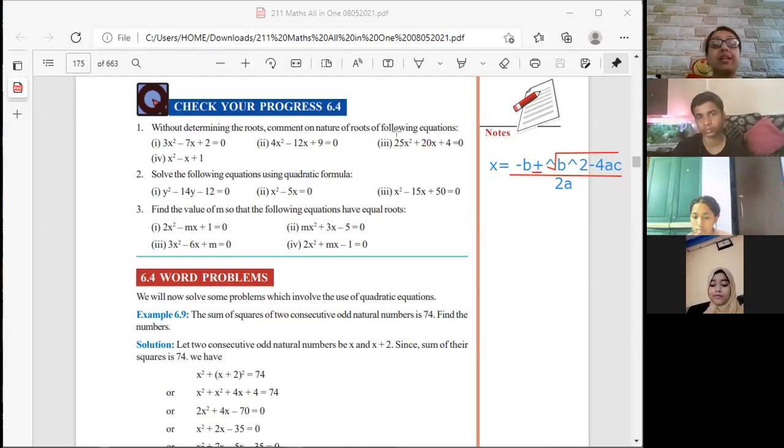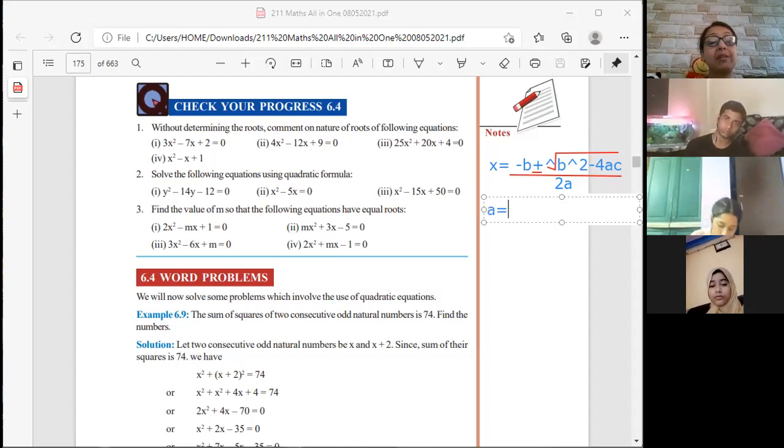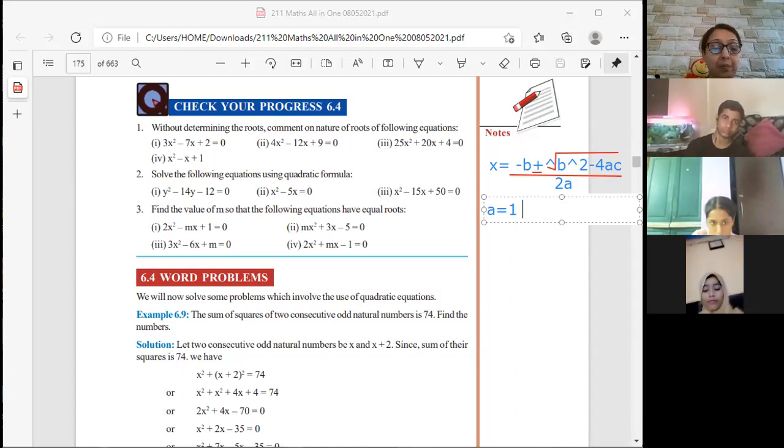Okay. Now, whenever you have to solve any quadratic equation using the formula, the first thing you will find out is A, B, and C of that particular quadratic equation. Now look at 2, 1. What is your A? 1. What is B? Minus 14. What is C? Minus 12.